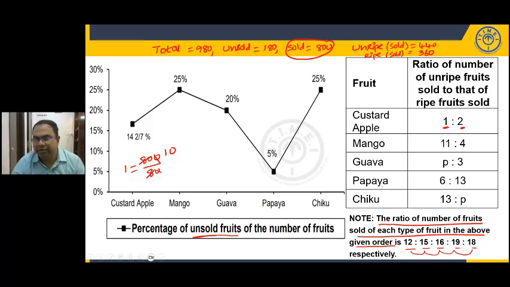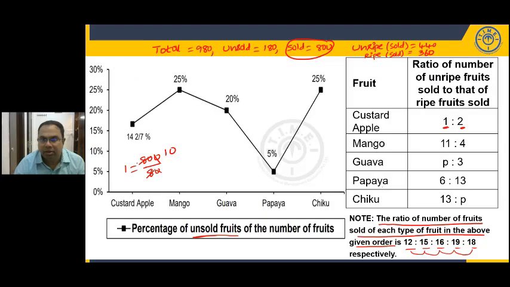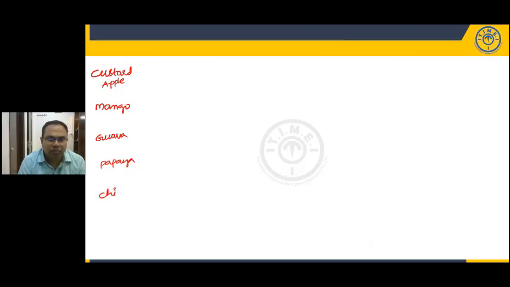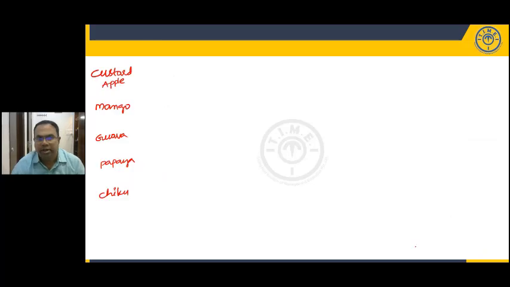So when each part value is 10, I'll write fruits here: custard apple, then mango, guava, papaya. What's the last fruit? Chiku. Right, we got these numbers. Each part value is 10. So 12 parts means it is 120. 15 parts means 150. So total sold 120.